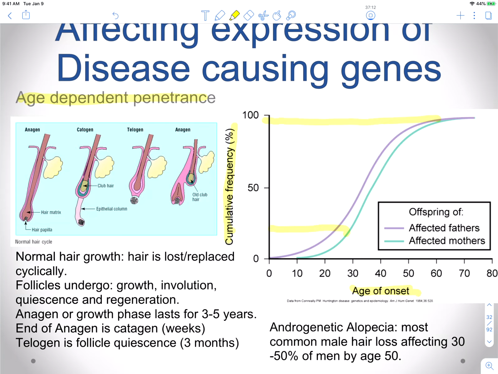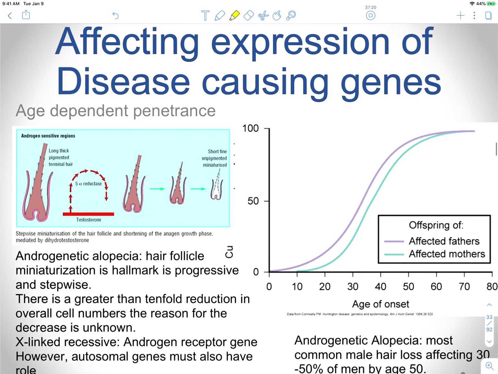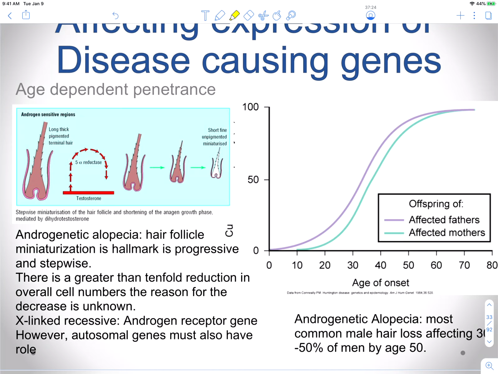Androgenic alopecia is going to be hair loss, and it's most common male hair loss, affecting 30 to 50% of men by age 50. So what's happening with this is that you get hair follicle miniaturization, which is a hallmark of this, and it occurs in a progressive fashion, where there's greater than 10-fold reduction in the overall cell numbers producing hair follicles.